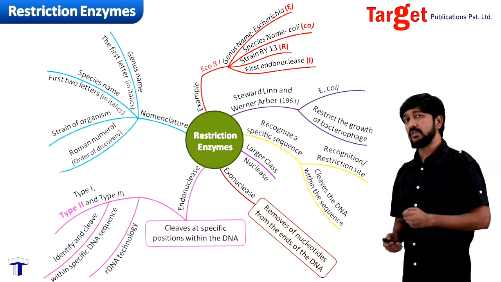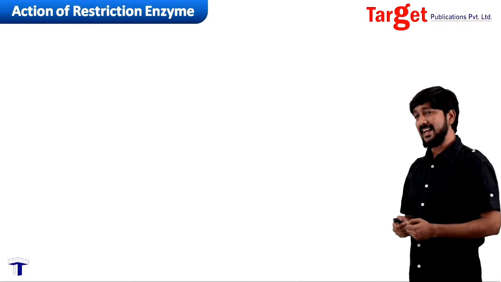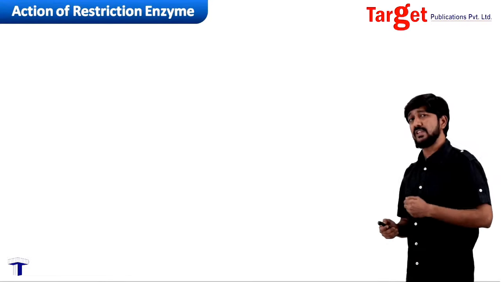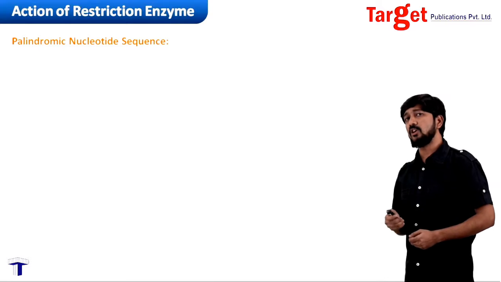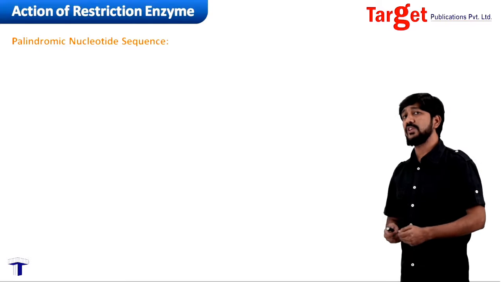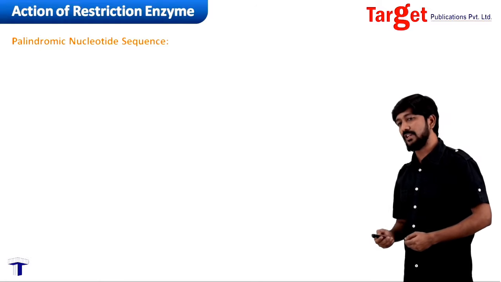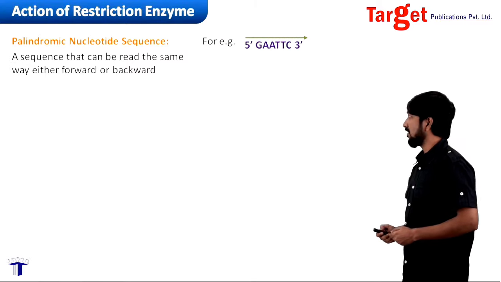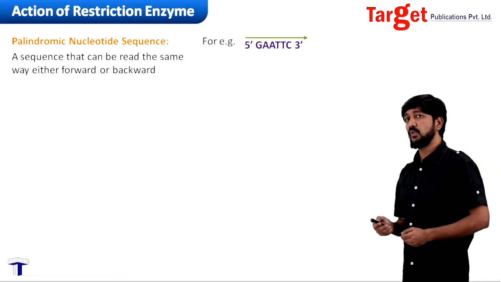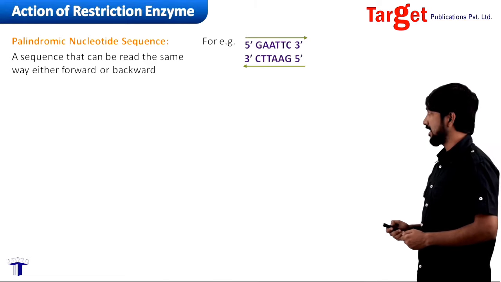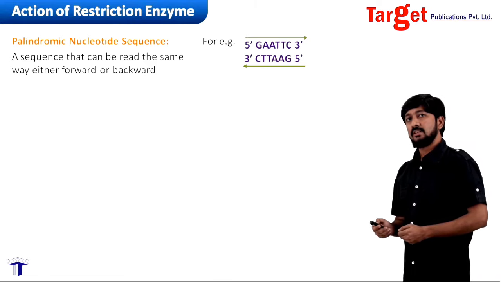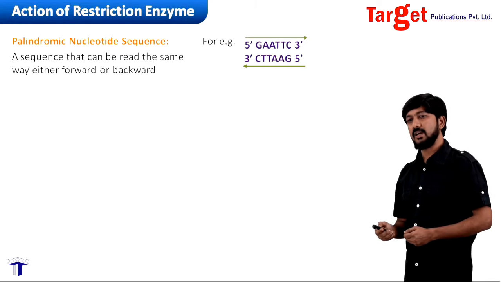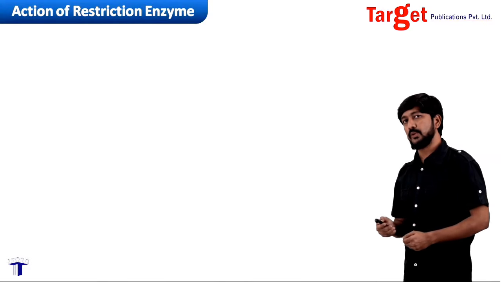Now let us understand the action of restriction enzymes. As we discussed, these restriction enzymes recognize specific sequences. These specific sequences are known as palindromic nucleotide sequences. Now what do we mean by a palindrome? A palindrome is a group of letters which form the same word when we read it in the forward direction or in the backward direction. For example, when you read this sequence in the forward direction, it is GAATTC. And when you read this sequence in the backward direction, it is GAATTC. So this is a palindrome.